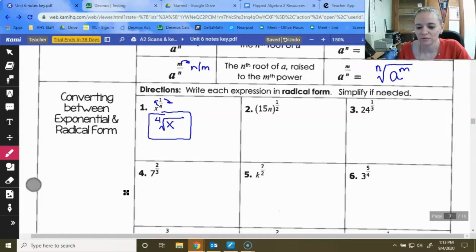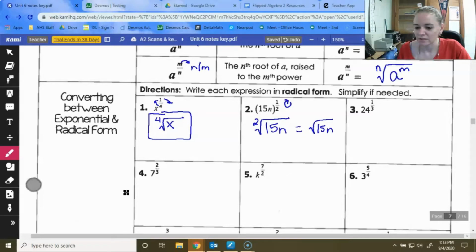Alright, let's try this one. So we shift everything this way, or clockwise. Everything shifts clockwise. So the 2 will go on the outside. Your 15n stays on the inside. And then from here, if possible, you could see if you can simplify this, and we cannot. And you also don't have to put the 2, okay? So that's the same thing as the square root of 15n. Either way is correct.